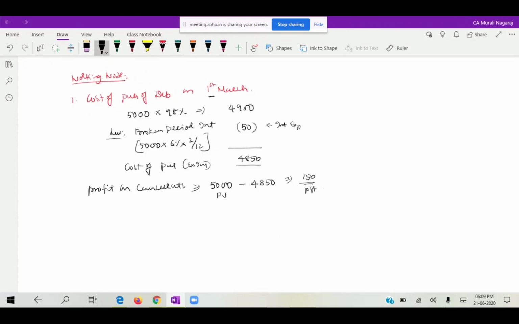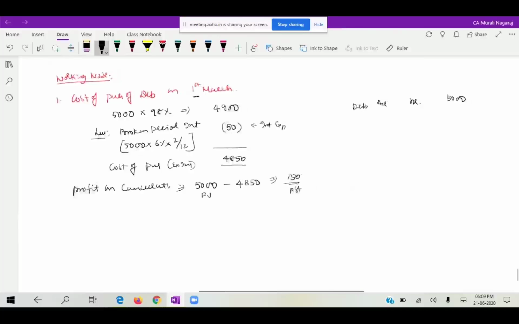So, if I am saying the entry, debentures account debit, look out, 5,000 is not required, I'm just saying how it goes for the purpose of posting. So debentures account debit, face value 5,000, to bank account.